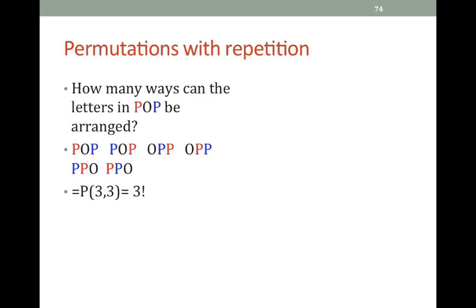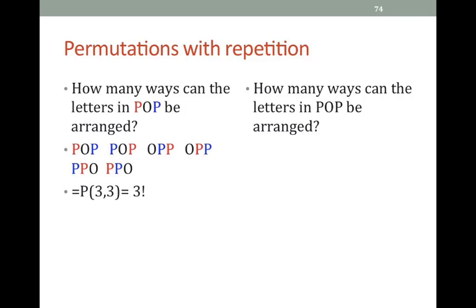Now, different way to look at this, though. How many ways can the letters in pop be rearranged? And I've purposely made these in different colors to show you that the red P is distinct from the blue P. And if you do that, then according to our last example, you take the permutation of 3 objects, those are 3 letters, taken 3 at a time, which is 3 factorial. 3 factorial is 6, so you get 6 different possibilities.